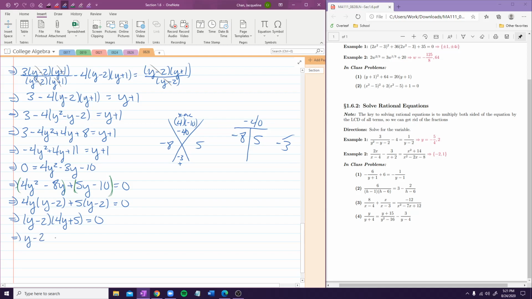So I have y minus 2 is equal to 0, or 4y plus 5 is equal to 0. So we get y is equal to 2, or we have 4y is equal to negative 5, so then y is equal to negative 5 over 4.